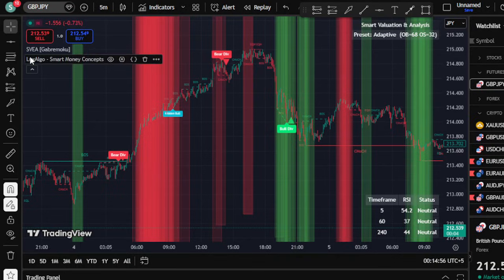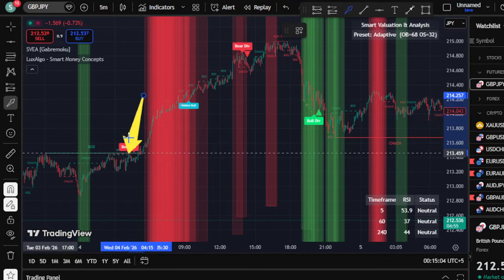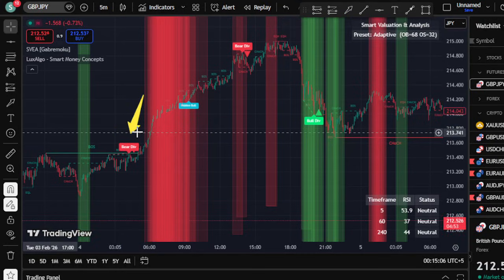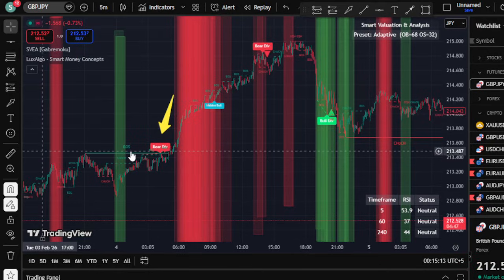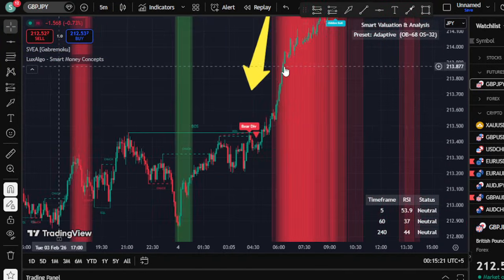For example, we are reviewing the SVEA indicator based on the divergence. Now just look at this indicator. It has provided you the bear divergence right here. As I have told you, I will also tell you why the signal failed. Now look at the Lux Algo Smart Money Concepts indicator, what it is telling you. It is telling you basically this is a bullish change of character plus a break of structure.